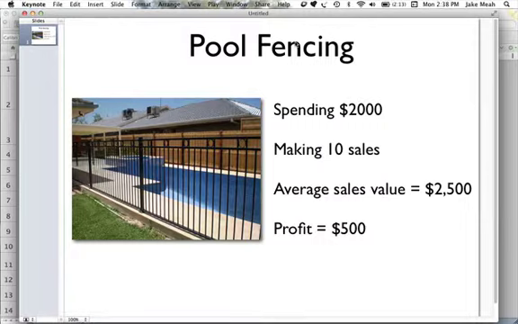So the assumptions I'm making: pool fencing company spending $2,000 on advertising. That advertising is generating 10 sales at an average sales value of $2,500, and the profit after fulfillment is $500. As I say, I don't know whether these are close fit to you or whether they're way off, but what you'll see in a minute is by using this tool, you can identify if there's a profit opportunity.